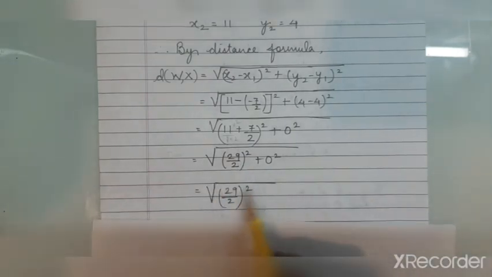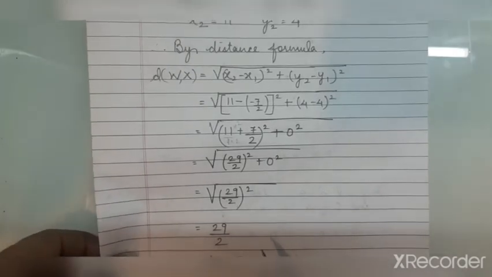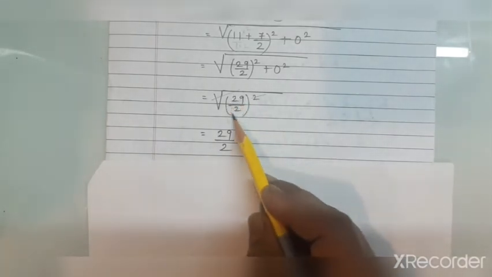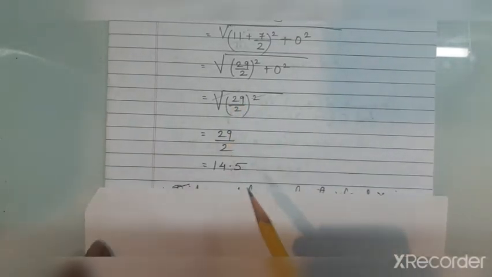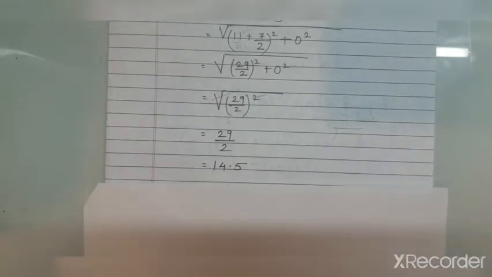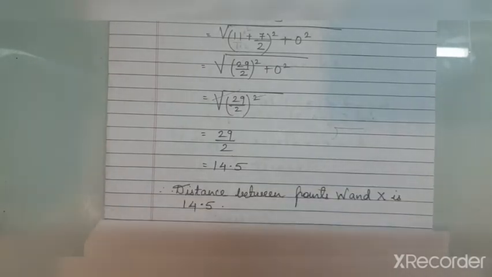Now, anything we add with a 0 square is 0, and anything we add with a 0 is the same number. So we leave the 0. Okay. Now, next. Square and square root get cancelled. So here the square and square root get cancelled and we get this number 29 upon 2, which by the division method we calculate and we get 14.5. Now this is the distance between point W and X. So the distance between point W and X is 14.5. It can be a decimal also since it's a distance.